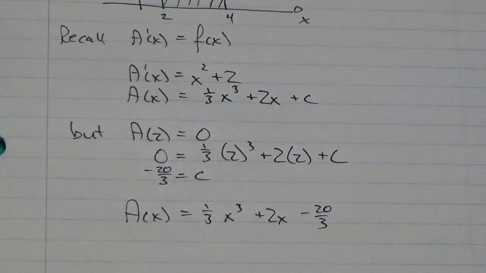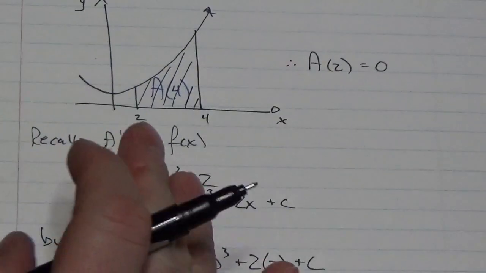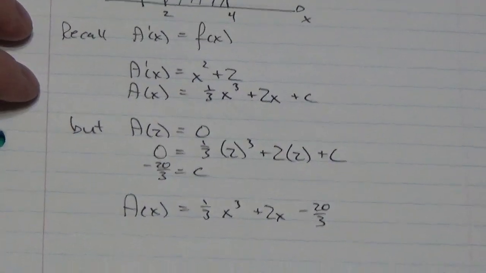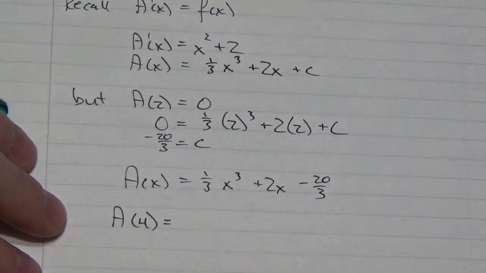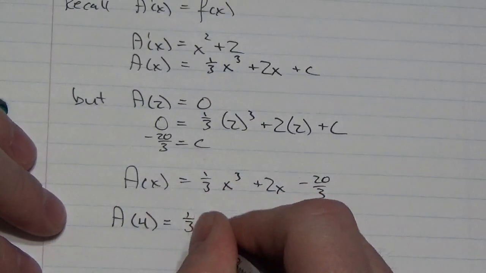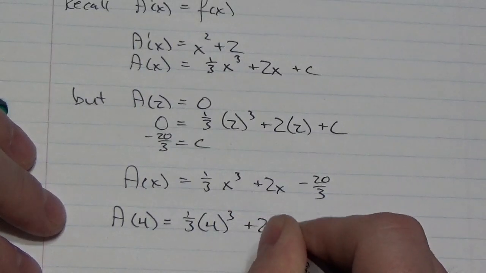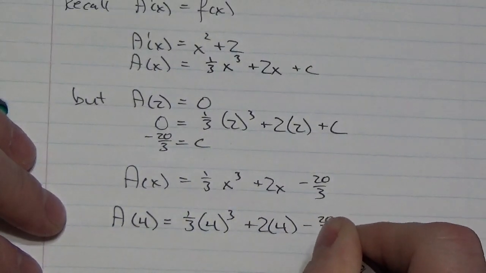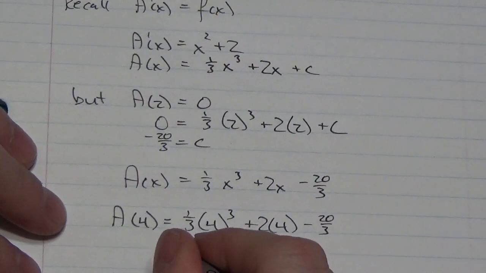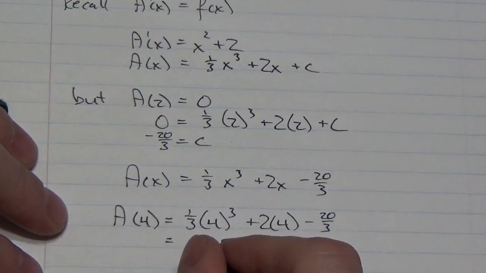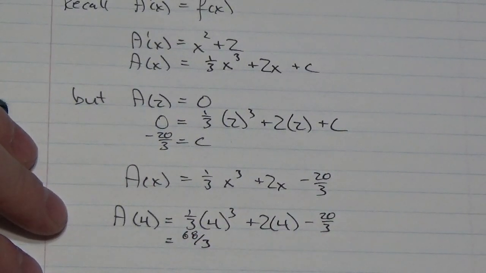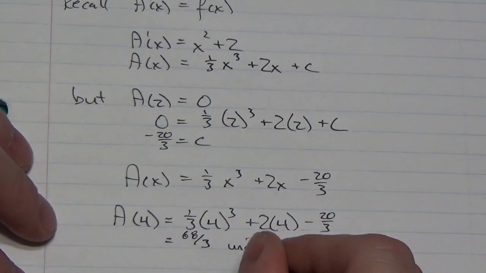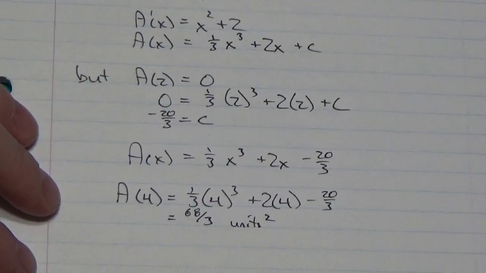And so now I know A of x has got to equal 1/3 x cubed plus 2x minus 20/3. Now I have the function that will give me the area under this curve from 2 out to any particular value I want. In this case, I want to know what the area is when x is equal to 4. Well, that's going to be 1/3 times 4 cubed plus 2 times 4 minus 20/3. Assuming I did the math right before sitting down to do this video, that should be 68/3, in units squared, whatever those happen to be.